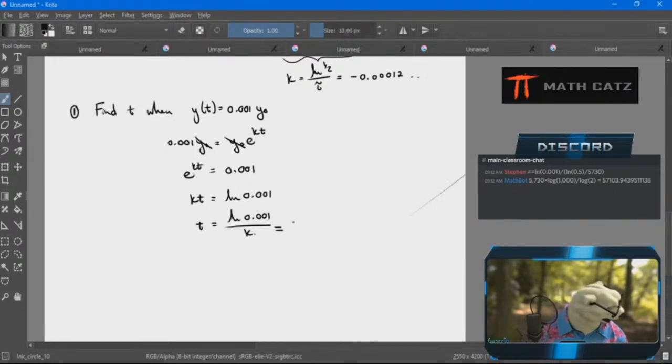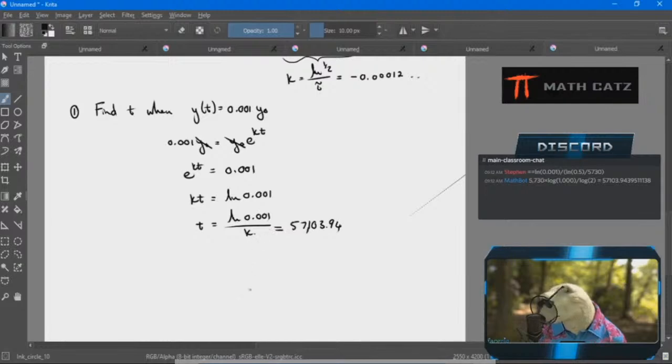And we get 57103.94. So that is roughly 57,000. So that's roughly 57,000 years for carbon-14 to decay to about 0.1% of its original amount. So it takes a really, really long time.